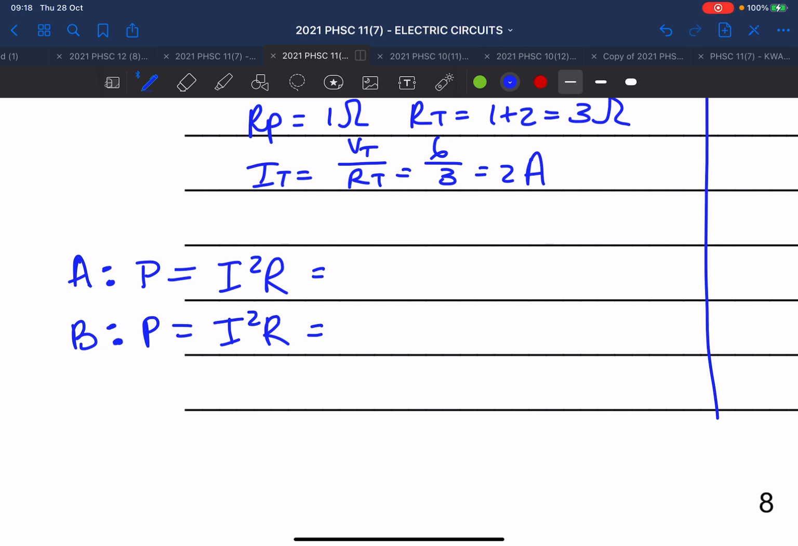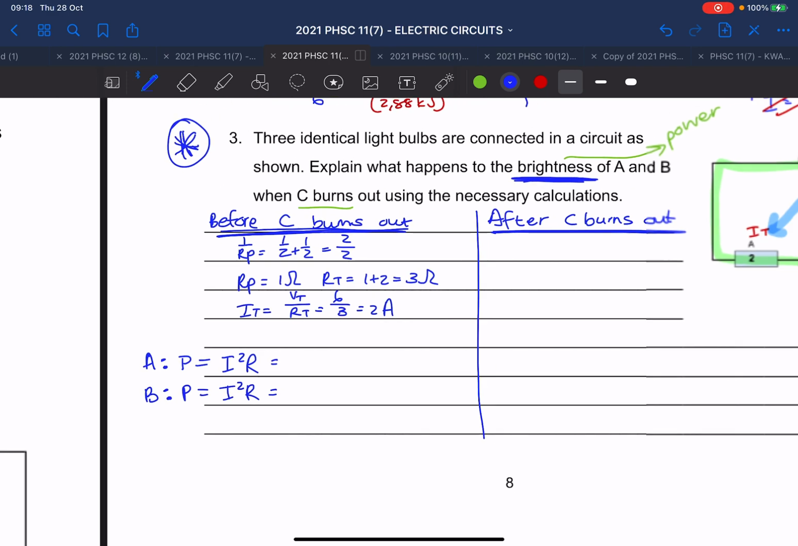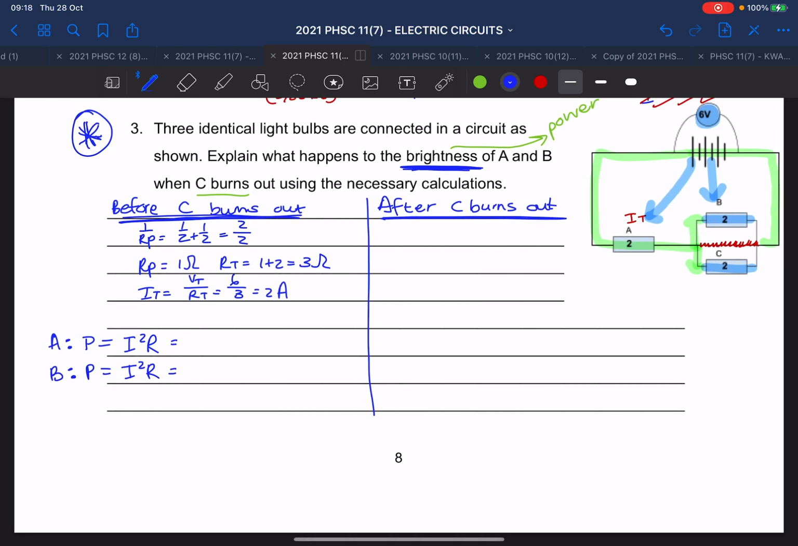Okay, so if we look at the current through A, there's A. We said the total current passes through there. So the 2 amperes passes through there. So that gives you 2 squared. And if we look at A's value, it's 2 ohms. So times 2. And that gives you 8 watts.